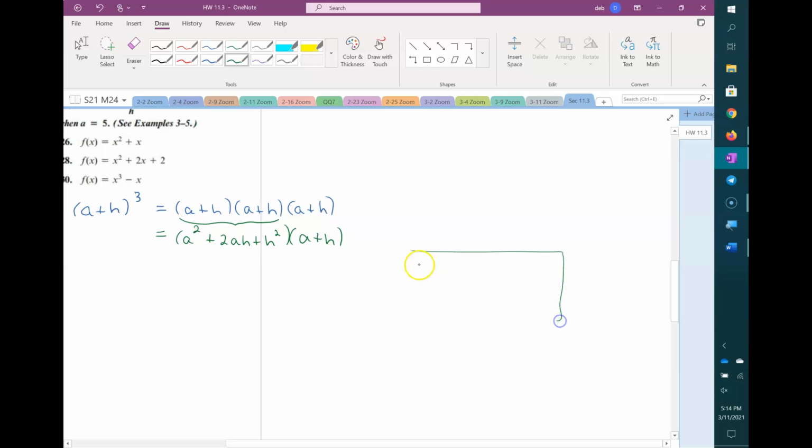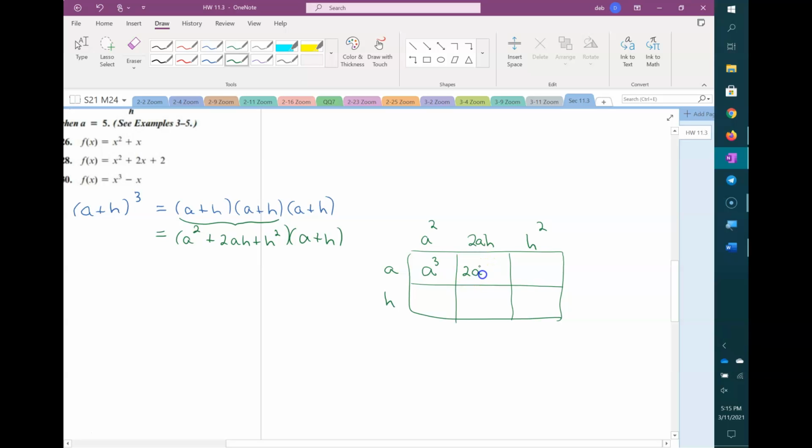I'll show you a way a student showed me that I thought was pretty slick, so I like this way a lot now. I put the terms of the first polynomial across the top here, a squared, 2ah, and h squared. And then I put the terms of the second polynomial down the side. And now at the intersection of each row and column, I multiply. So a squared times a is a cubed.